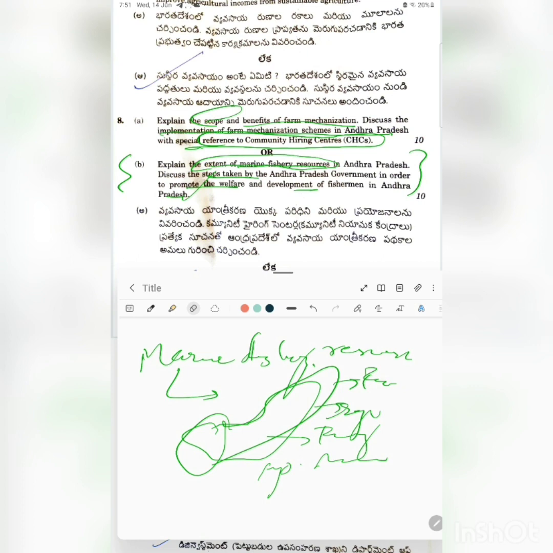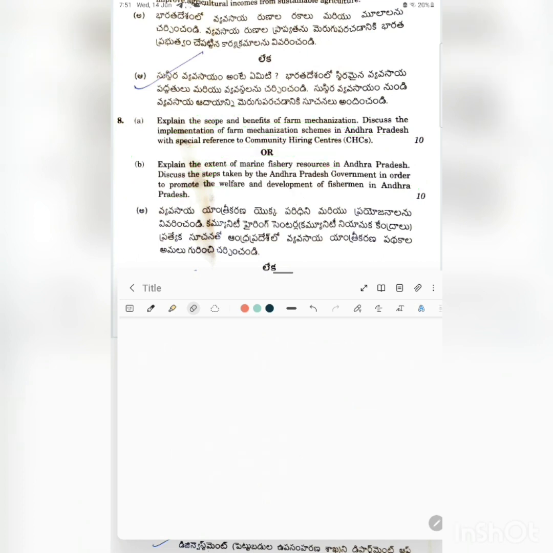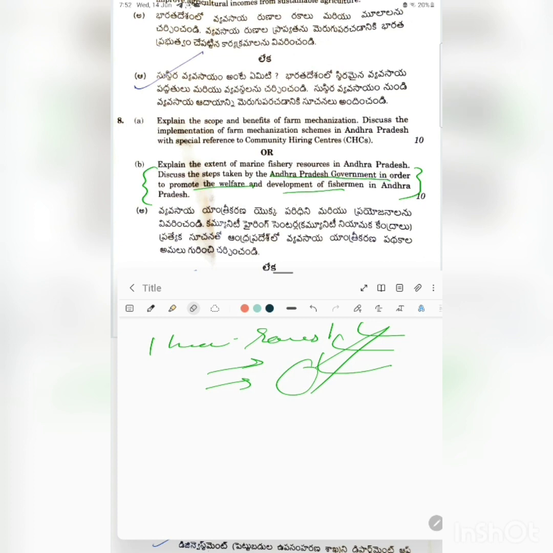But in the examination hall, unfortunately, I haven't revised anything from marine fisheries. I didn't have any idea about the extent of GDP share, the extent of resources, shrimp production, and various other fishery resources. So I refused to write this answer, despite knowing various amazing steps taken by the Andhra Pradesh government to promote fishermen. You can mention various schemes.